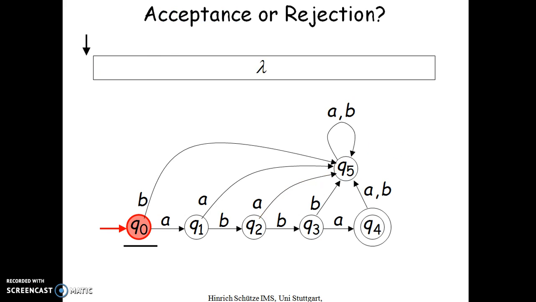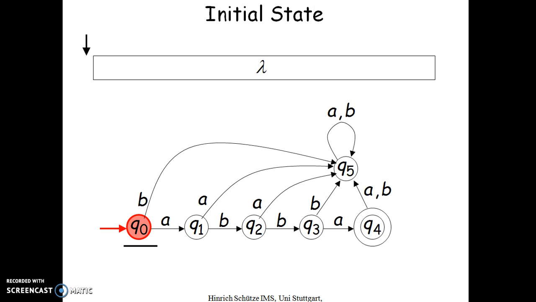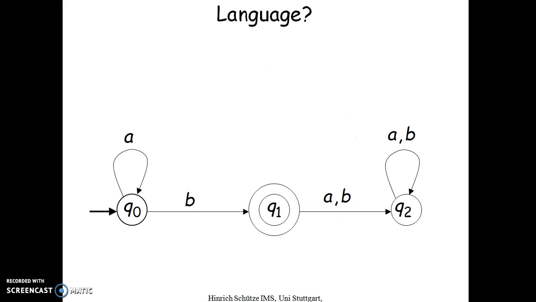Next, we have already seen this is an empty string. After reading the empty string, I'll be in the same state. And we are going to say whether it is accepted or rejected: because Q0 is not a final state, the input string lambda is rejected by the automata.